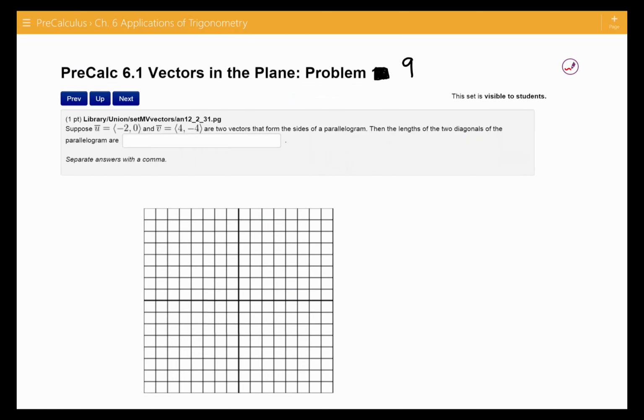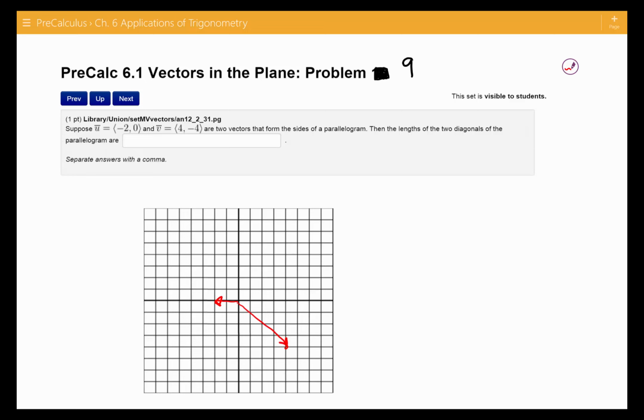All right, the next problem gives us two vectors, u and v, and they say they're sides of a parallelogram, and we want to find the lengths of the diagonals of this parallelogram. So for simplicity's sake, I'm going to place these at the origin. So I'm going to go back for vector u. And for vector v, I'm going to go over 1, 2, 3, 4, and down 4. So that way, we've got two sides of the parallelogram.